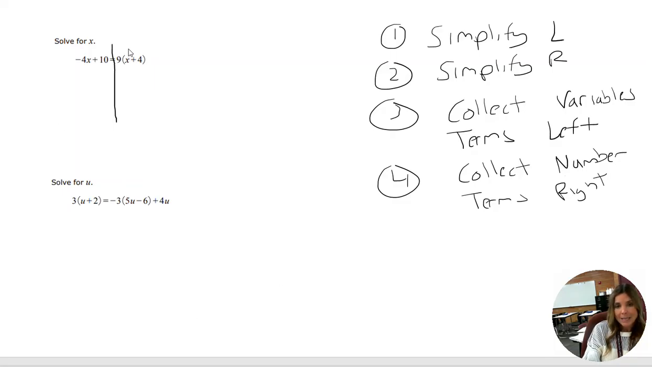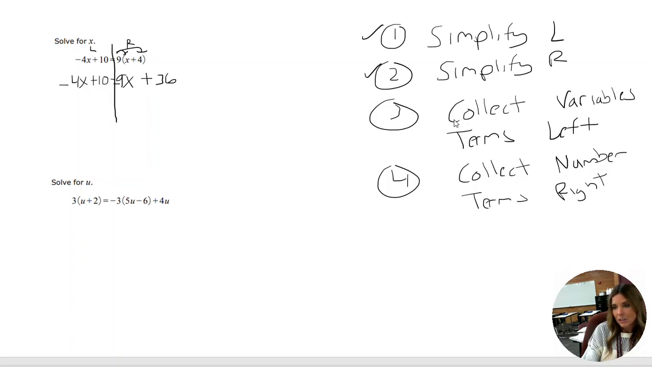Here's our equation. We have a right side, we have a left side. We can see that on our left side there are no like terms to combine. There's no simplifying to do. On our right side though, we have this 9 that has to first be distributed to both of these terms. So this will be 9 times x is 9x, 9 times 4 is 36. On the left side, we have negative 4x plus 10. Okay, so we've done this step, we have done this step.